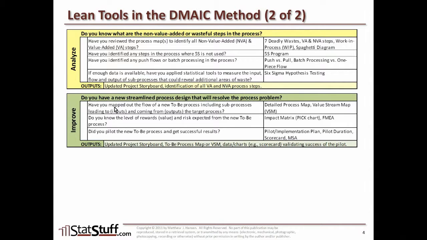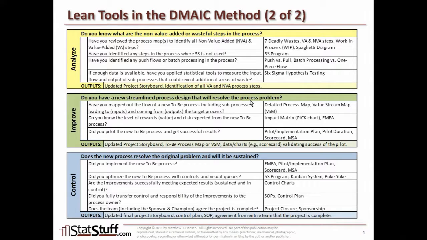Now again, once you can answer yes to these sub-questions, hopefully you're able to answer yes to this top-level question for the improve phase, and now you can say yes, you do have a new streamlined process design that will resolve the original process problem. Well, last, when we answer yes to that, we move on to the control phase. Does the new process resolve the original problem, and will it be sustained?